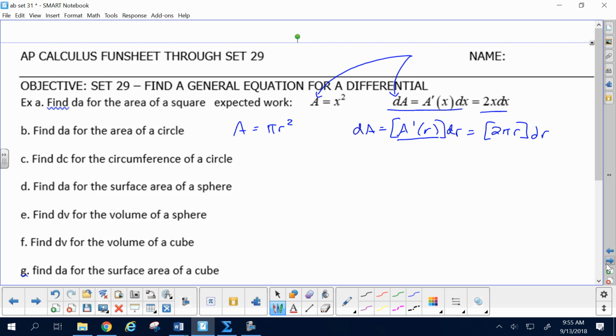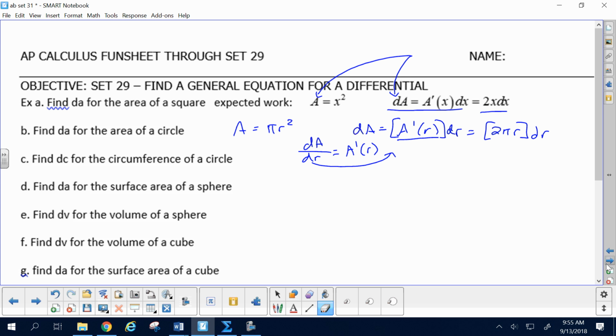Why? Because the derivative itself should have been dA/dr is A prime. For the reasons we're going to talk about later, we actually want to move this over. So this should have been dA equals A prime dr. We moved dr over because we want to separate the differentials again. For now, do it, and I'll explain why later. Understood? Okay.